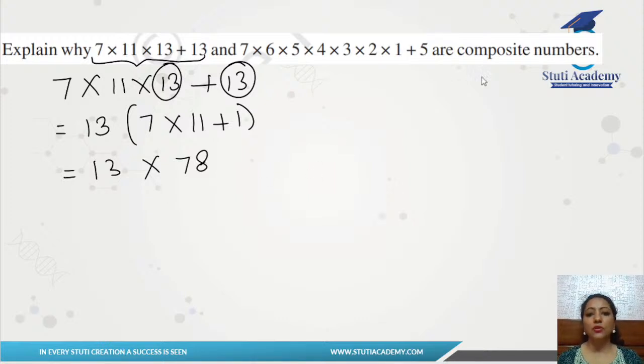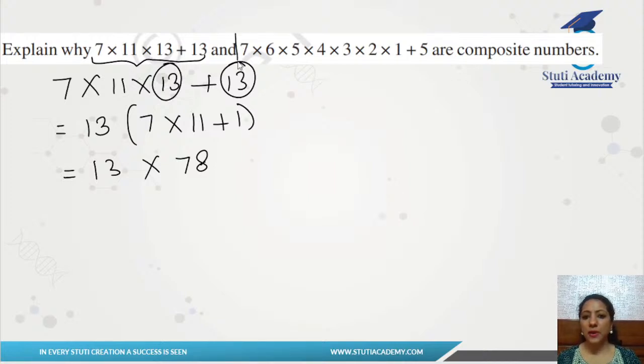78 is also a factor of this number. So we can say that it has more than 2 factors. We are not just talking about 13 and 78. Please notice every number has 1 as a factor. Also, every number is its own factor. So we have those 2 factors in any case. Also, we have 13 and 78 just by observing this. So we can say it's a composite number since it has more than 2 factors.